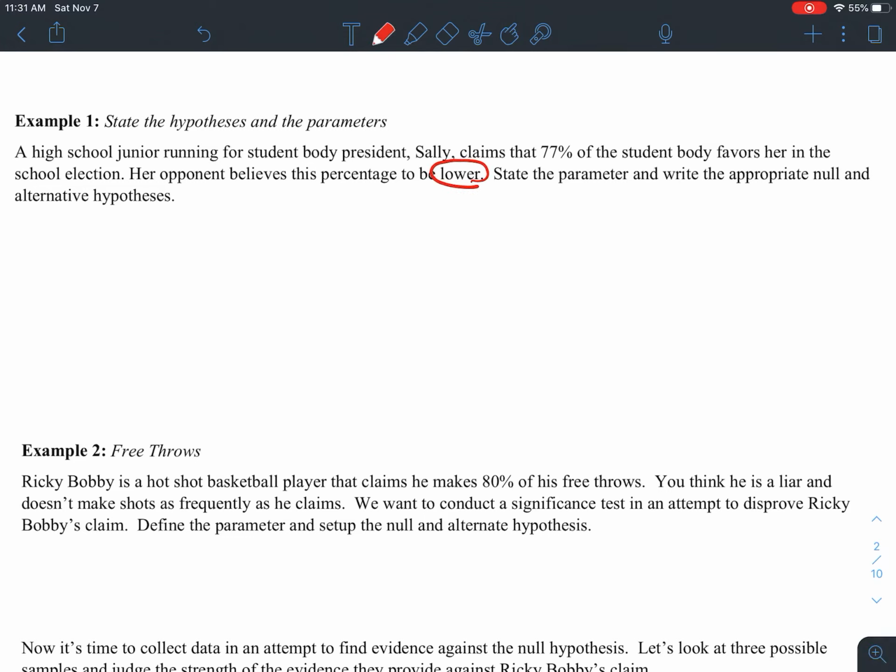Well, the parameter that's in question, this doesn't feel like it's a mean. It feels like it's a proportion. So we're going to use a p and we're going to define that. Make sure that we're using the true population proportion of students favoring Sally. That is the population parameter.